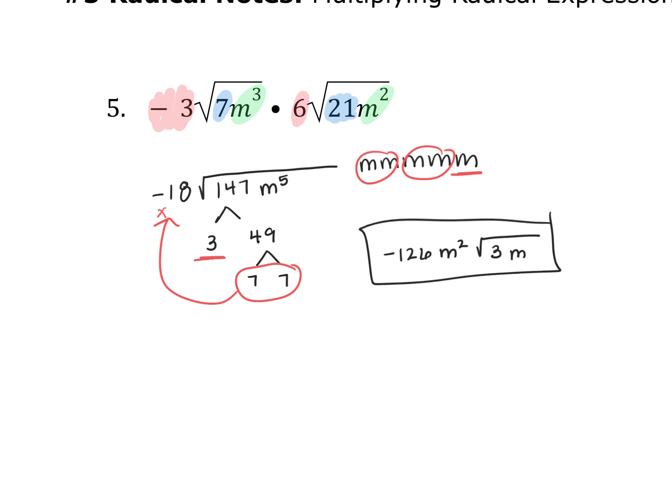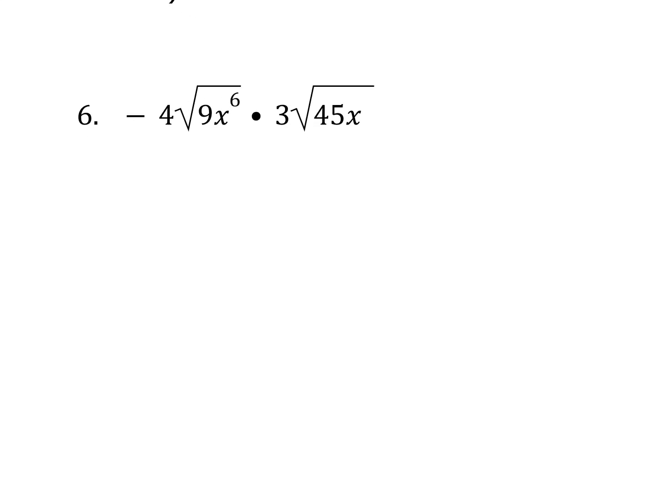All right, last one, number 6. We're going to do the same thing. Coefficients first. I have a -4 and I have a 3. -4 times 3 is going to give me a -12.